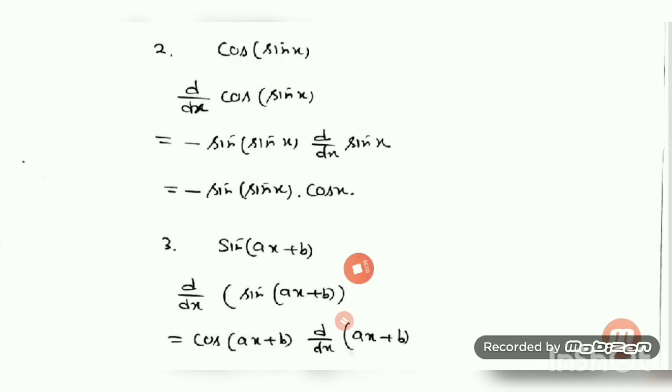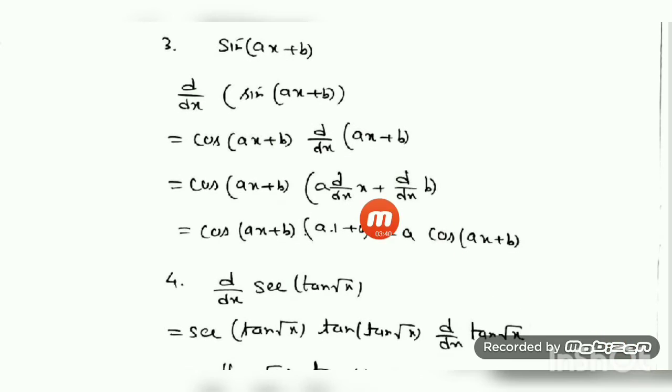Now what to do? Next, a cos of ax plus b is there. So a is a constant, come out: d/dx of x plus d/dx of b. I have used the u plus v rule. Then we got cos of ax plus b, a is there, d/dx of x is 1, and d/dx of b, which is a constant, is equal to what?